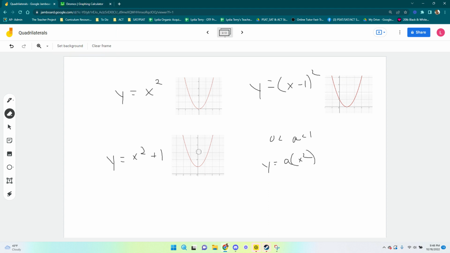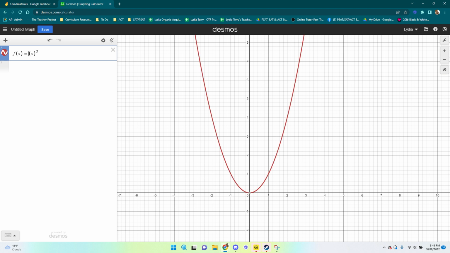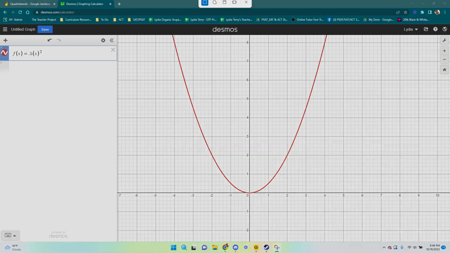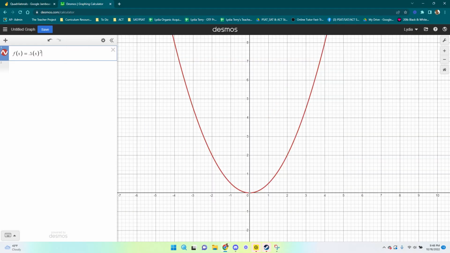Let's call this 1/2. Typically speaking, it would probably be x squared over 2, that's how you would see it, but we're just going to make this simple and do that. So you'll notice that it's wider at the same interval.